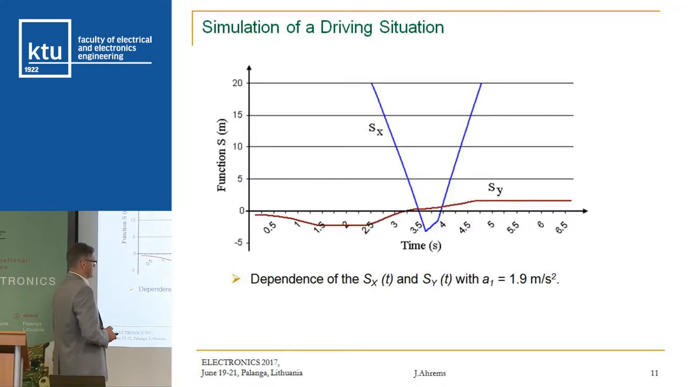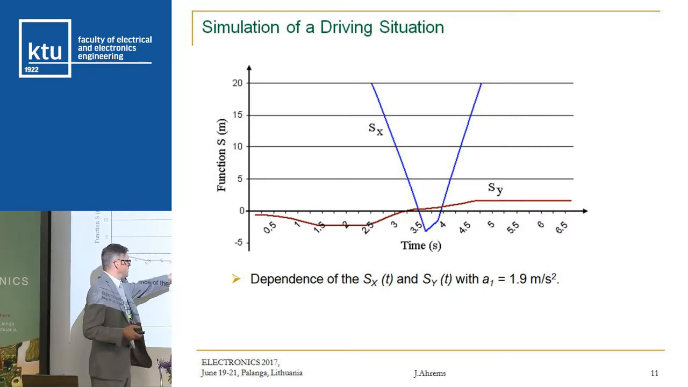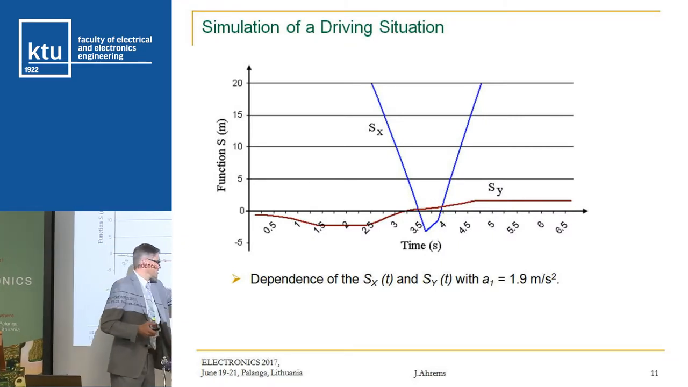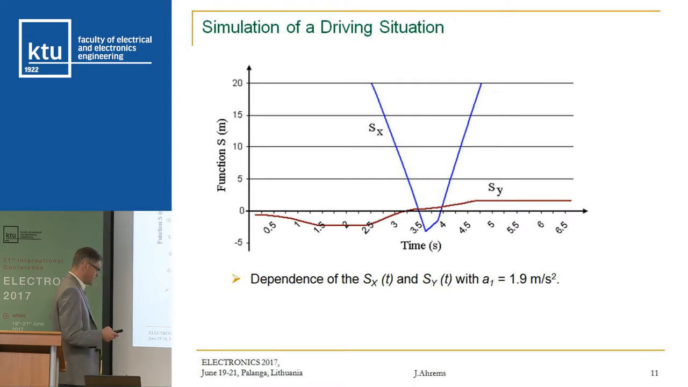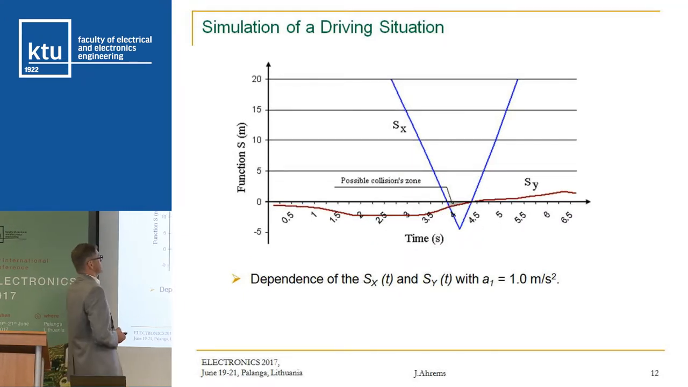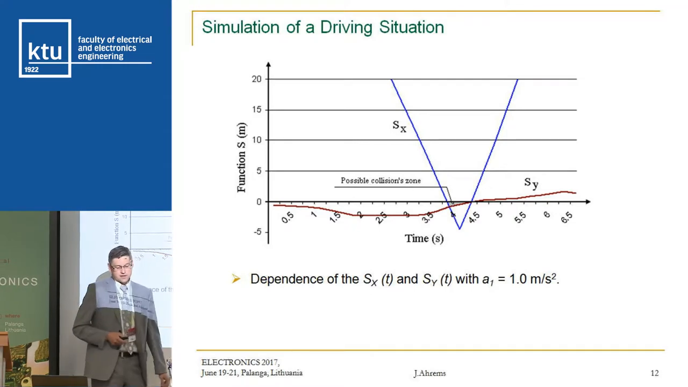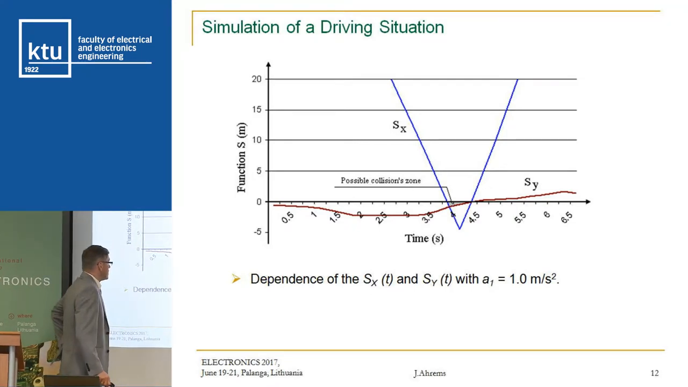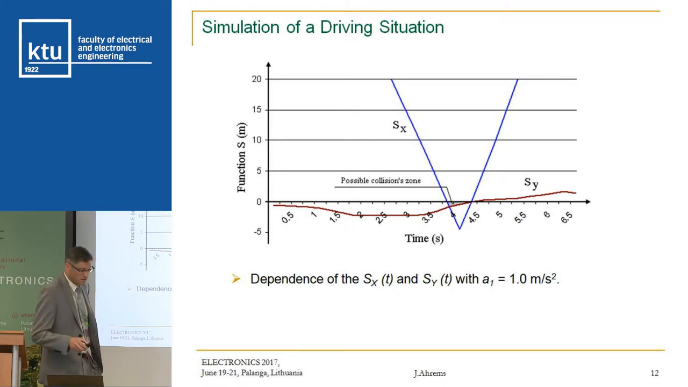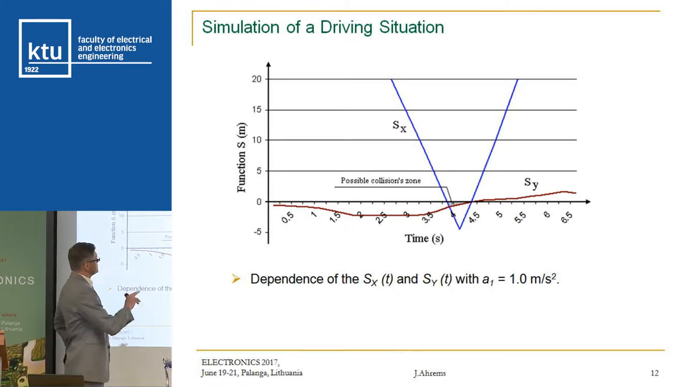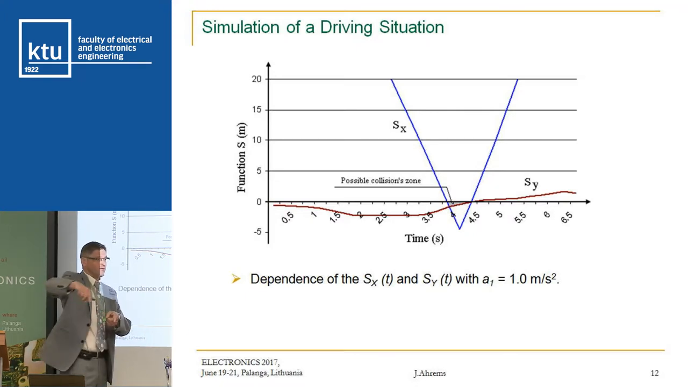Now the simulation's results. This one, with acceleration 1.9, is very safe, and second, when we reduce the starting acceleration, there is a possible collision zone. So it's possible to analyze this mathematical expression for all pairs of cars on this square.